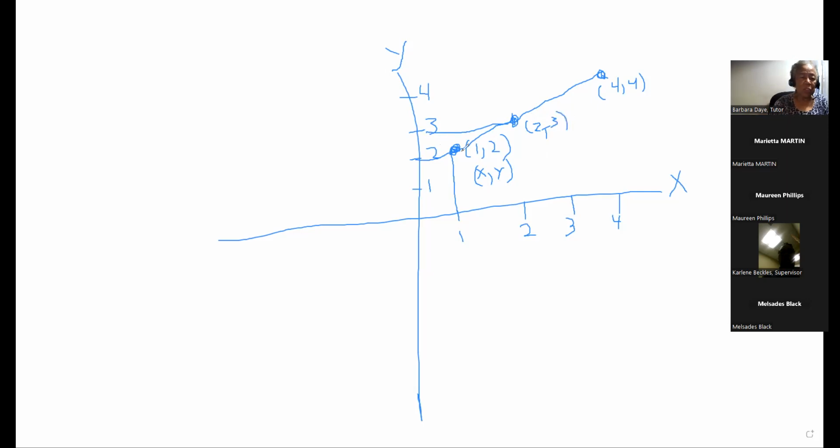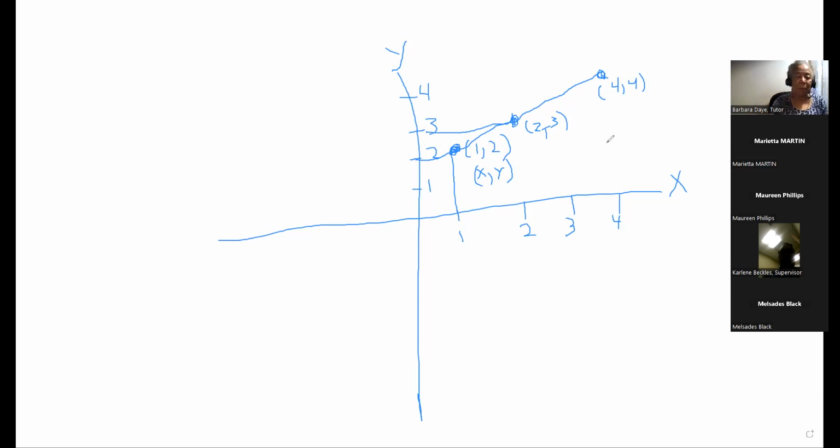But anyway, 2 is right here. So it would be here if it were a 2. So it's above the 2 and close to 3, but it's not as close as it should have been. So X is a 2 and Y is a 3. Okay. Thank you. All right.